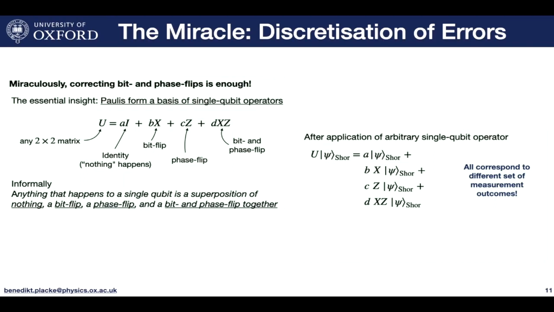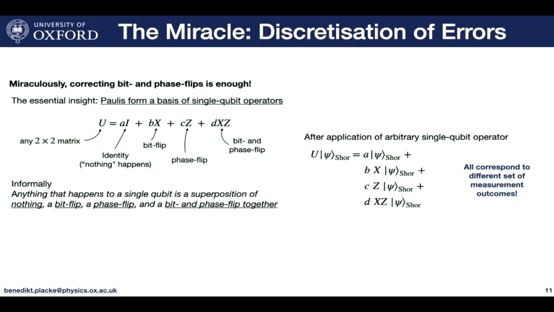But what does it mean? We correct these things by measuring operators and collecting the outcomes of the measurements. And we can correct these things because all the possibilities, all these three different possibilities correspond to different measurement outcomes. And what did I tell you about measurements, right? Once you look, the cat is dead or alive. So this is a very process of measuring these operators that discretizes the error.